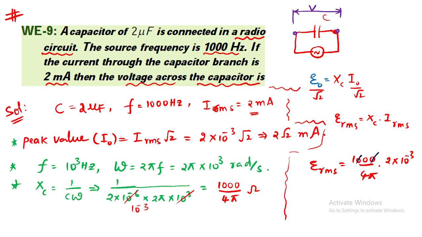This 1, 2, 3, 1, 2, 3. This will cancel. This is 2 times. So E RMS is equal to, we will get it as 1 divided by 2 pi volt.